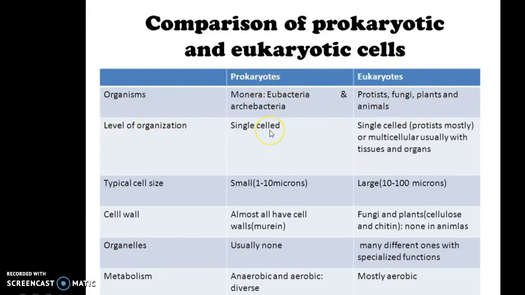Prokaryotes are single-celled. They live by themselves as one cell. But eukaryotes can be single-celled or multicellular and make up our tissues and our organs, our parts of the body. Prokaryotes tend to be small, and eukaryotes tend to be large.